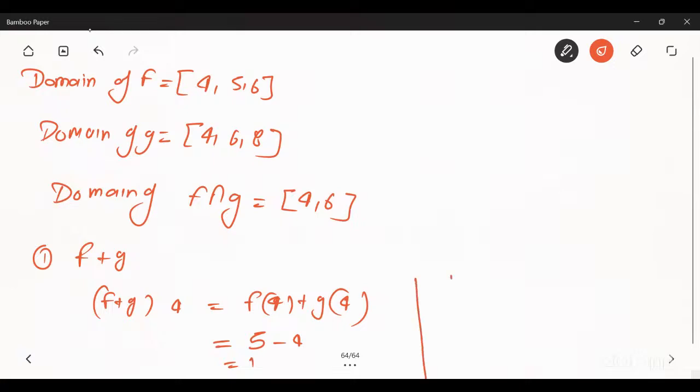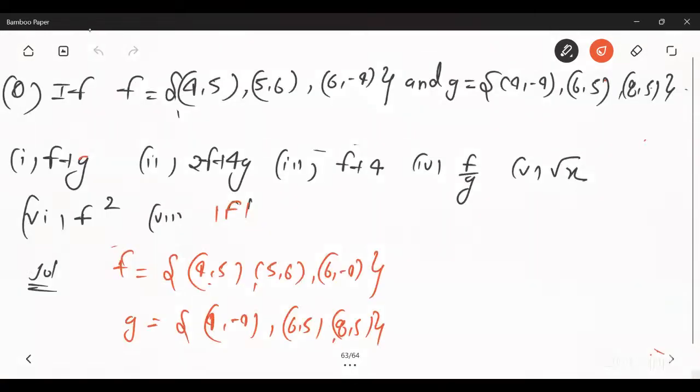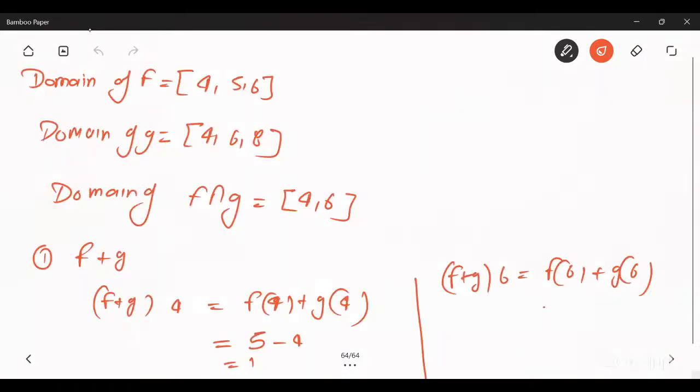Now second, f plus g of 6 is f of 6 plus g of 6. So f of 6 is, if you put 6, you will get minus 4. And g of 6 is 5. So 5 minus 4 is also 1.